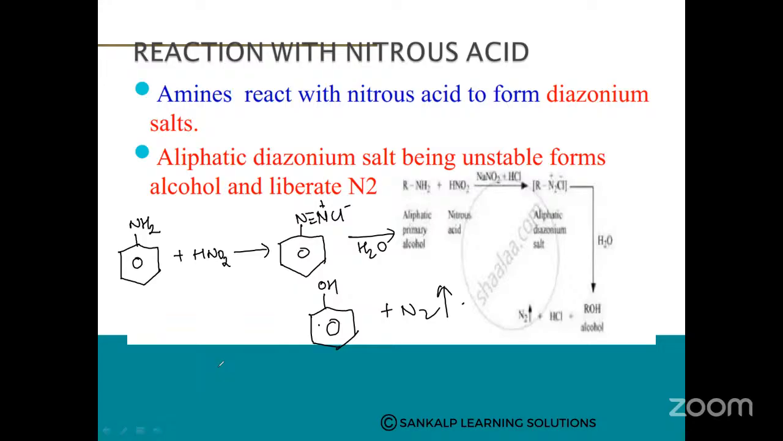Is it clear? So amines react with nitrous acid to form diazonium salt. These aliphatic diazonium salts are unstable, so they undergo hydrolysis and form alcohol, and they liberate nitrogen gas.